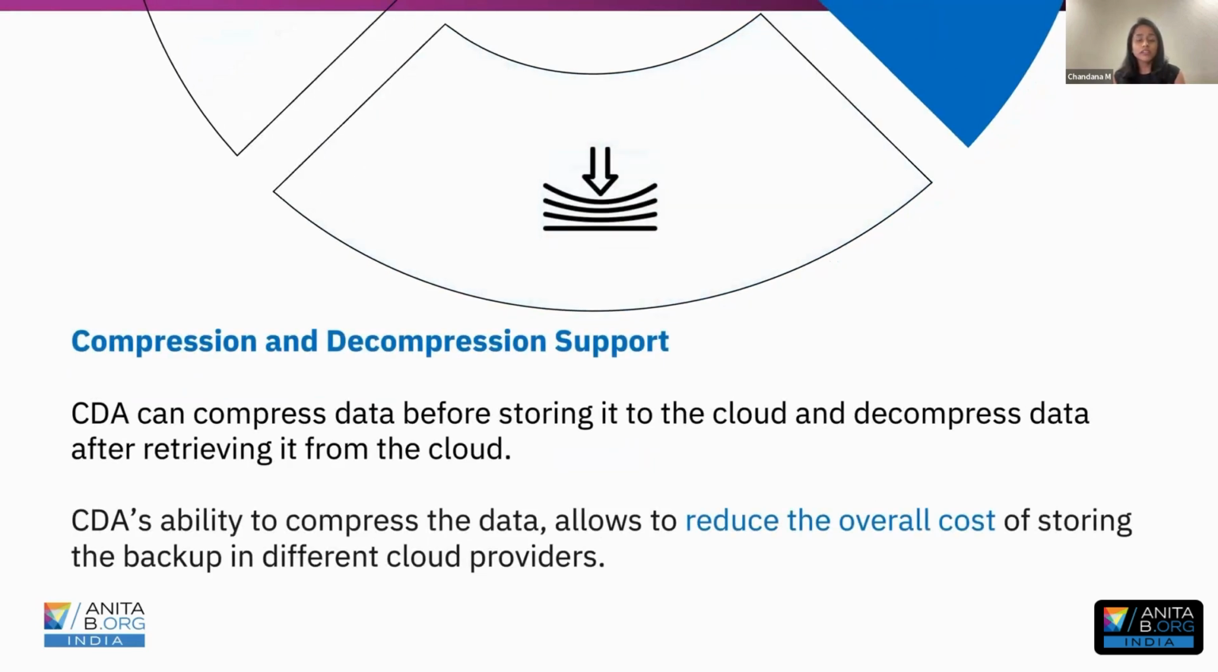And one of the other smart features of CDA is the ability to compress the data and send it to the cloud, and also decompress the data upon retrieval to the mainframe. So this really helps the organization not only to effectively transfer the data, but also reduce the cloud storage costs, especially while storing backups across different cloud providers such as IBM Cloud, Azure, or AWS.